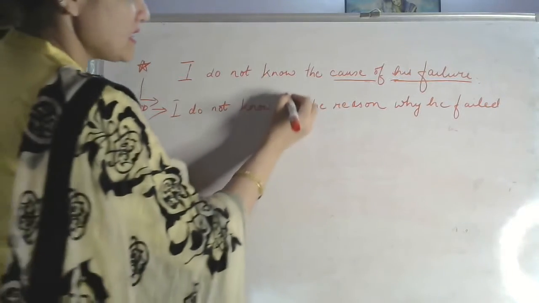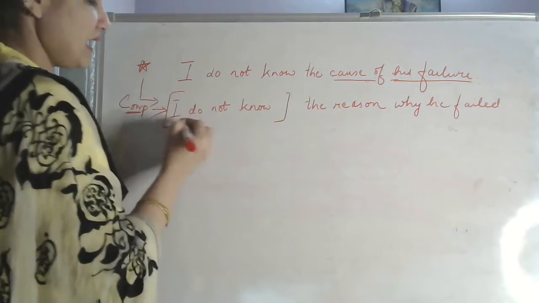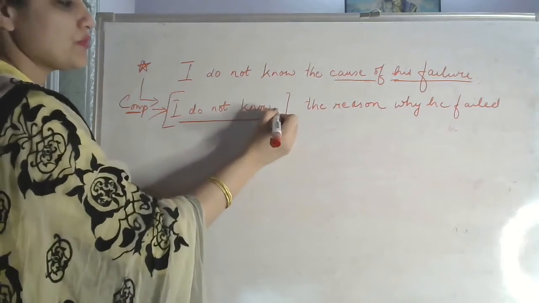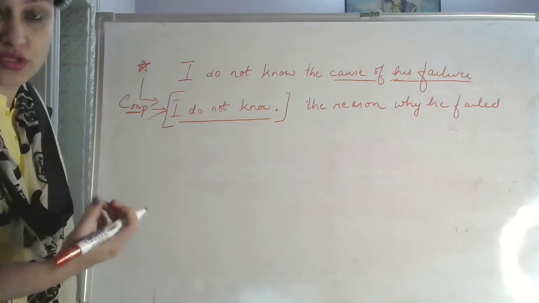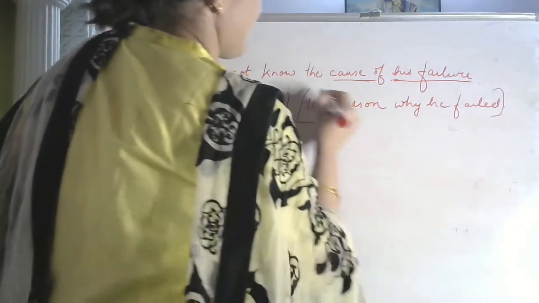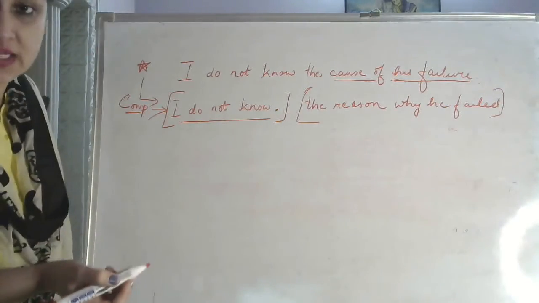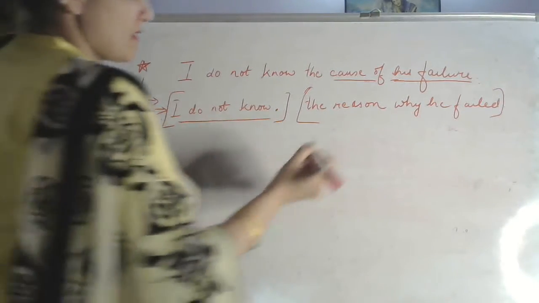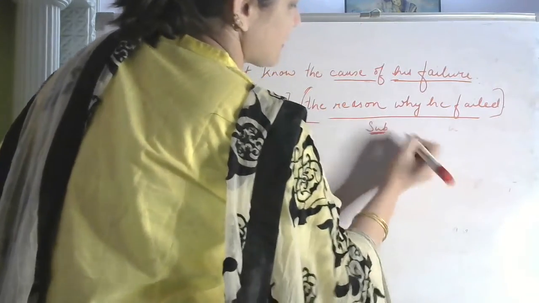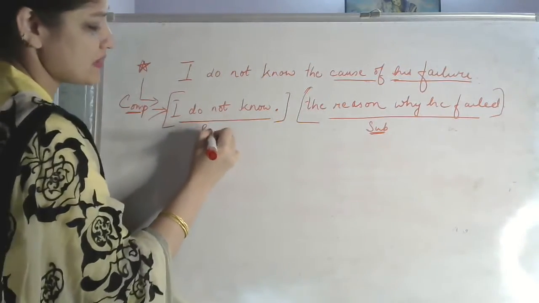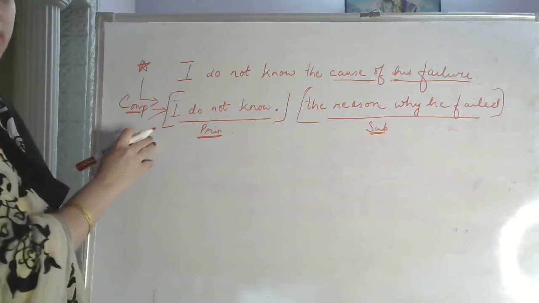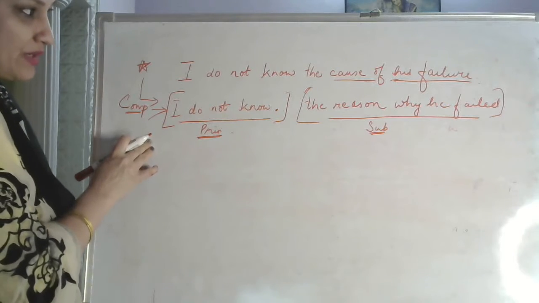Now, if you see, this part is again your independent clause. It is free. I'll put a full stop here. It has got a meaning. I do not know. Now, this part is the dependent clause. The reason why he failed, it is not a complete sentence. So it becomes the subordinate clause and this becomes the principal clause. Therefore, it is a complex sentence, right?